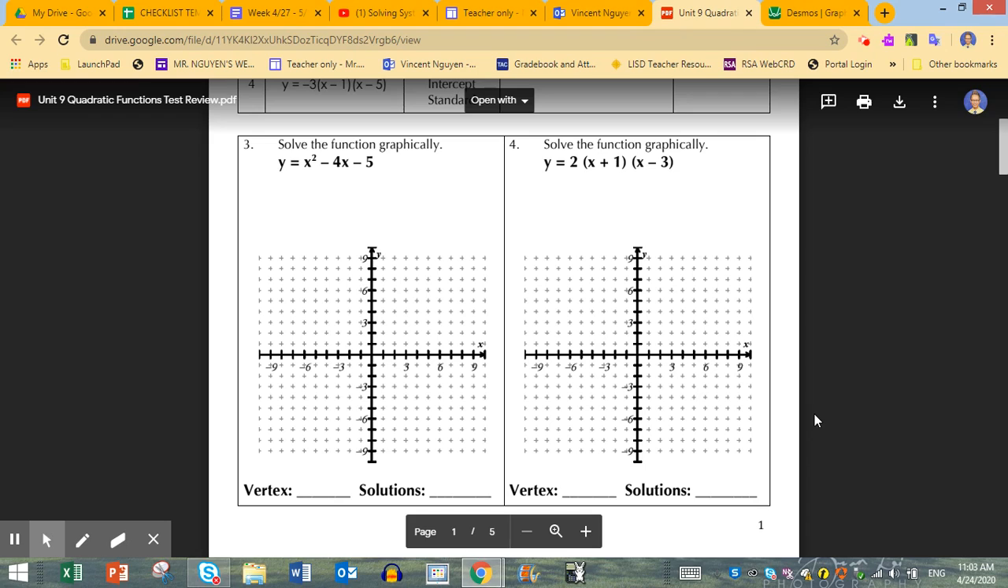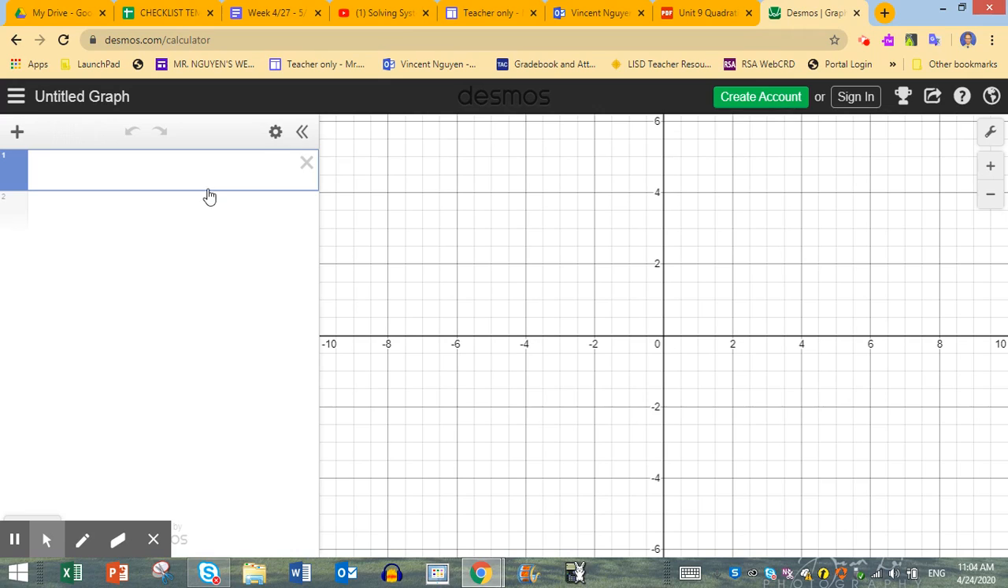Thanks for joining me. Today I'm going to show you an example of how you can use Desmos to solve pretty much any quadratic equation. So let's take this one for example. We have an equation that is in factored form. So what I'm going to do is copy this equation, Control C, and then go over to the Desmos graphing calculator and paste that equation in there.